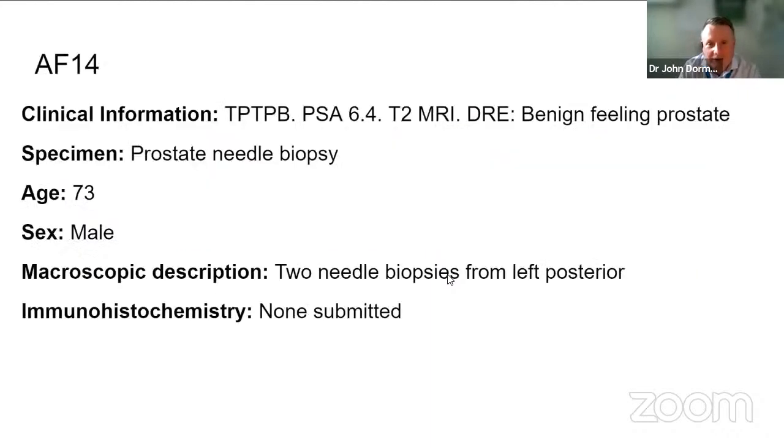Okay, great, thank you. So AF14, part of a transperineal template prostate biopsy, 2 cores on the left posterior sector, 73-year-old man.